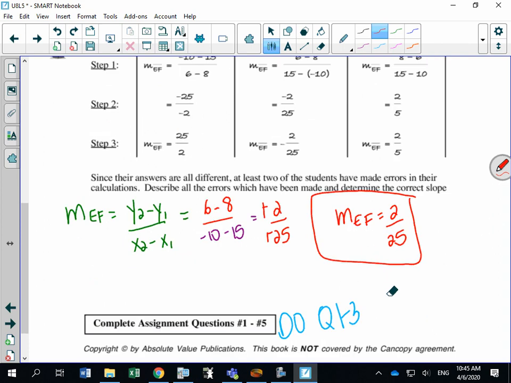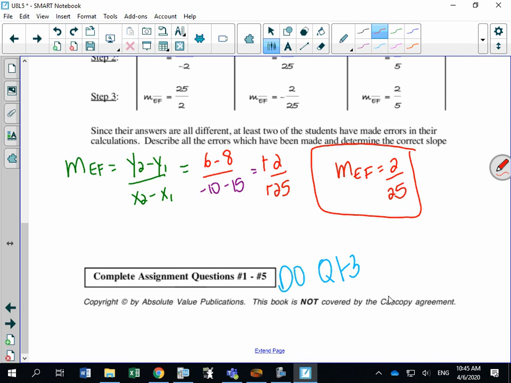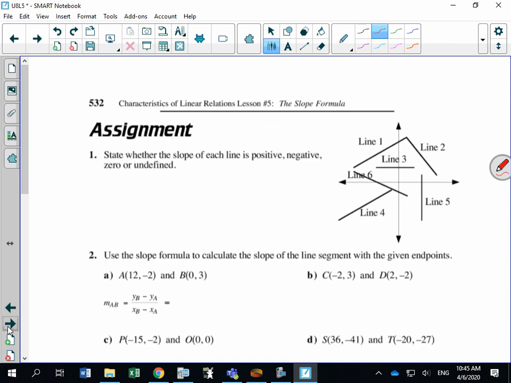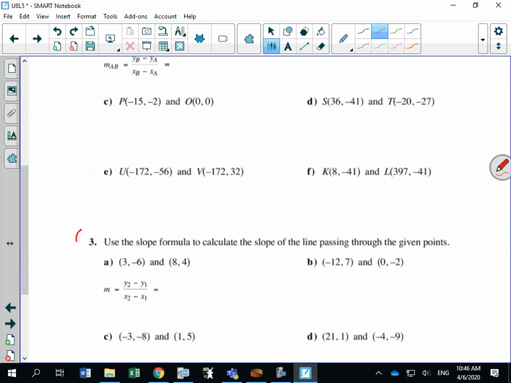Okay, that is it for this lesson. There's only 3 questions for homework. Basically, we need you to understand and be able to plug in and use a slope formula. So we want you to do questions 1, 2, and 3. Question number 1, 2, and 3.